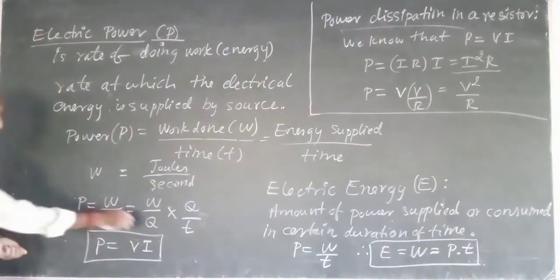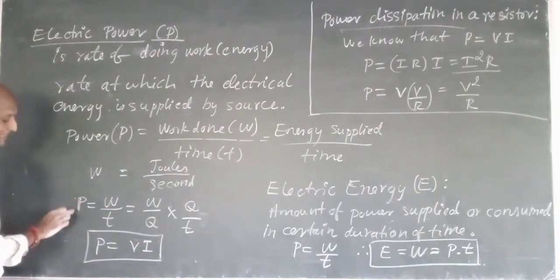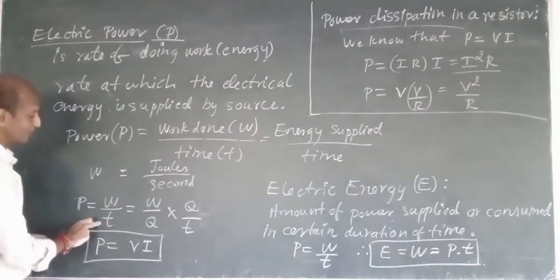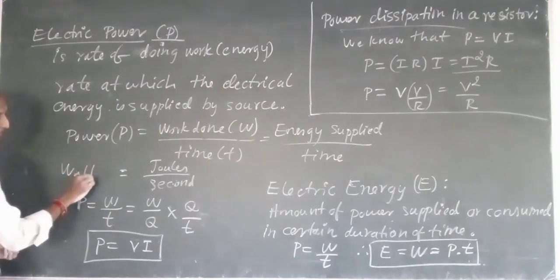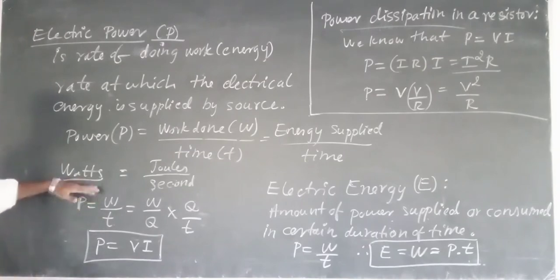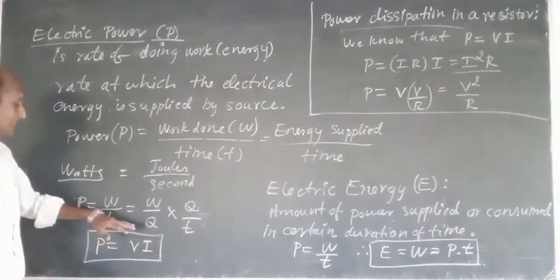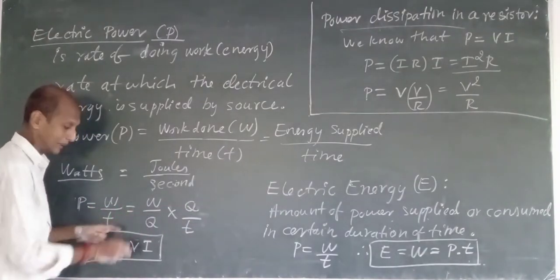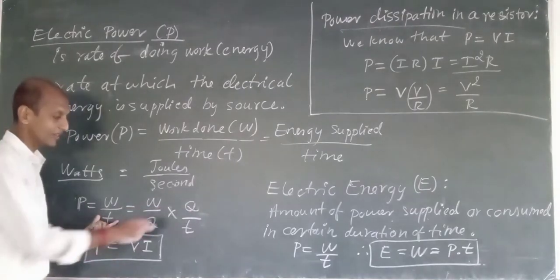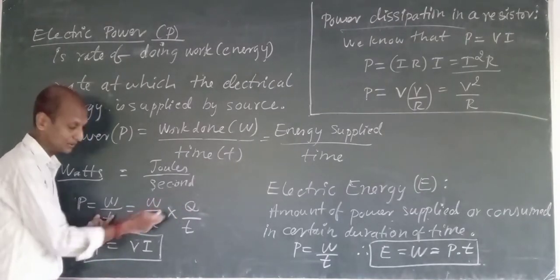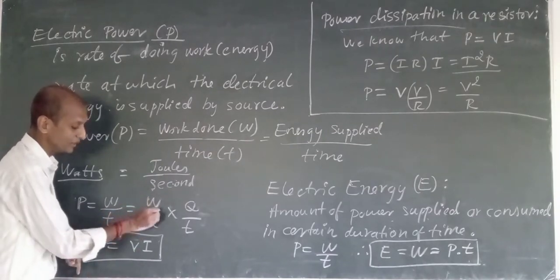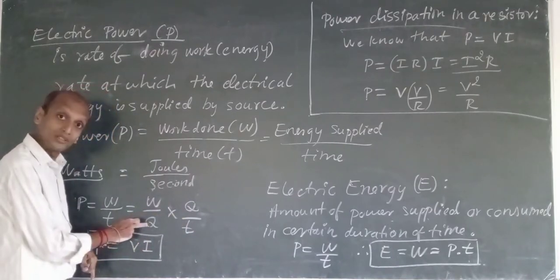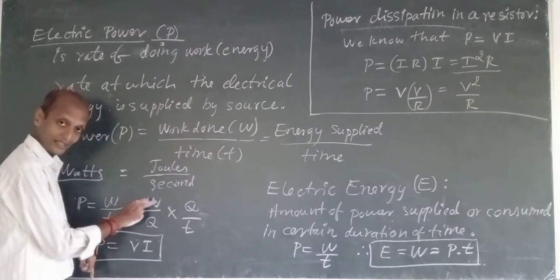So the equation is P equals W by T, where W is work done and T is time, and power is measured in watts. Now if I multiply and divide by Q, the charge, this becomes W by Q times Q by T.